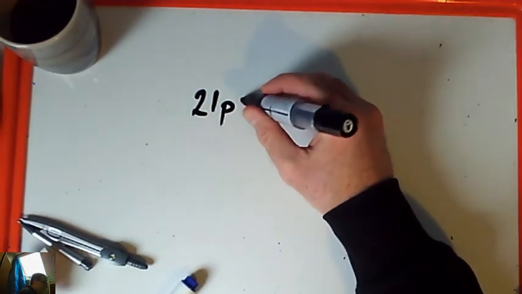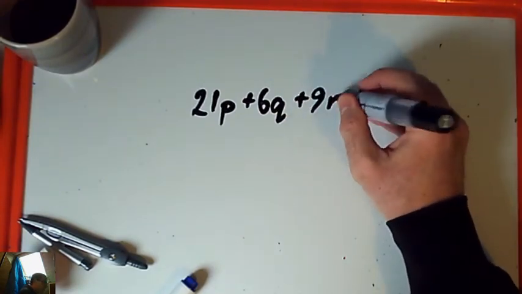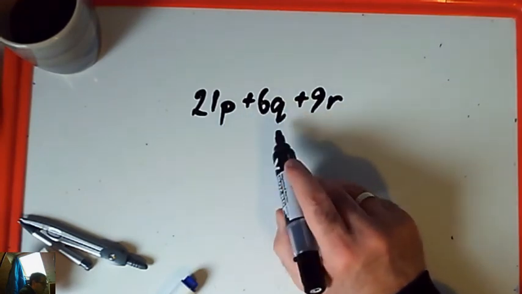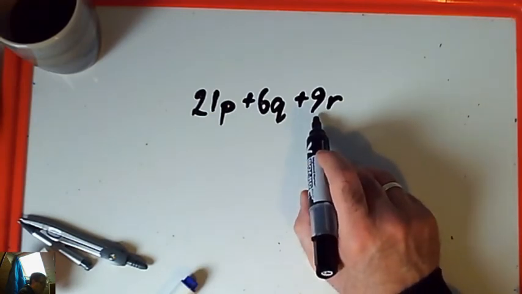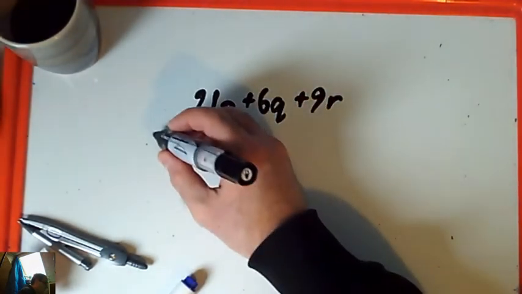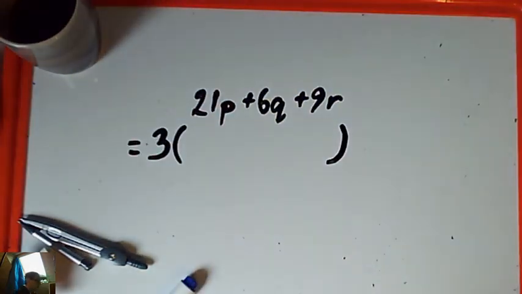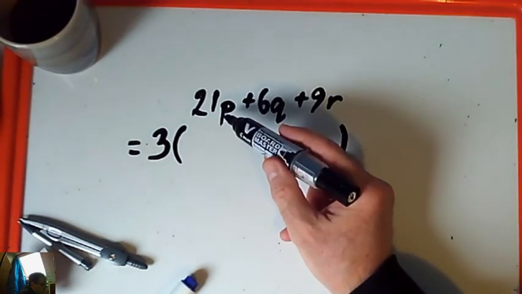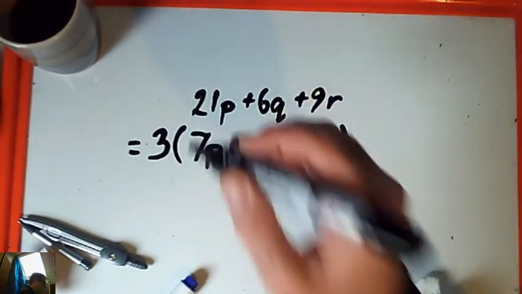21p plus 6q plus 9r. Well, the smallest thing there is the 9, but 9 doesn't go into any of the other things. So let's think of the other smaller things that go into 9. 3, in fact, is the only other thing apart from 1 that goes into 9, and 3 goes into the other things. So 3 goes into everything. I can take 3 outside the brackets. And then the question is 3 times what inside the brackets will give me 21p. 3 times 7 will give me 21. 3 times 7p will give me 21p.